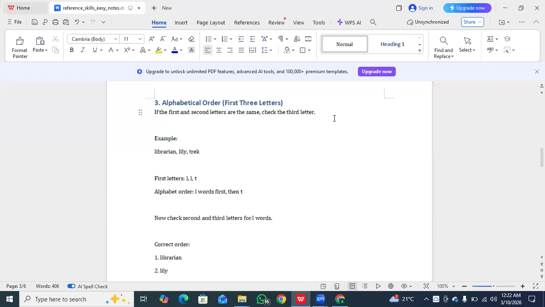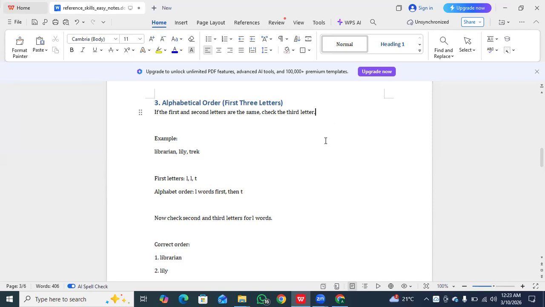The next one is alphabetical order, that is first three letters. If the first and the second letters are the same, then you have to check the third letter. Look at the first letter of each word. Arrange the words whose first letters are different in normal alphabetical order, as I have explained. If two or more words have the same first letter, check their second letter. If the second letters are also the same, then compare their third letter to decide the order.